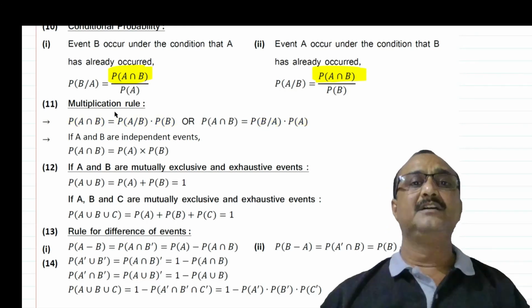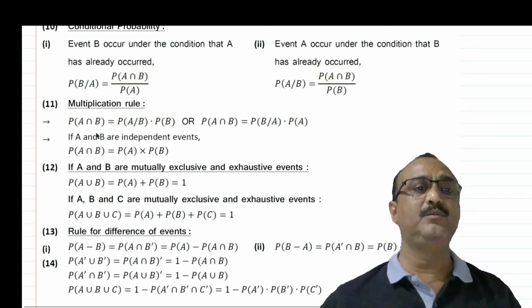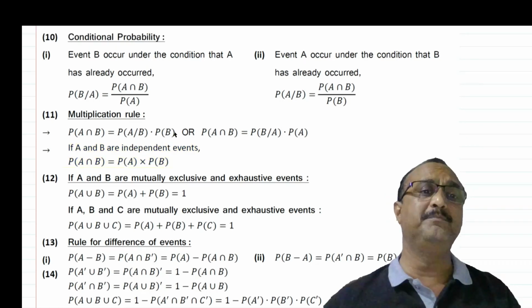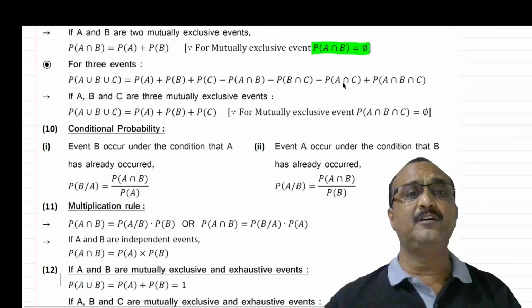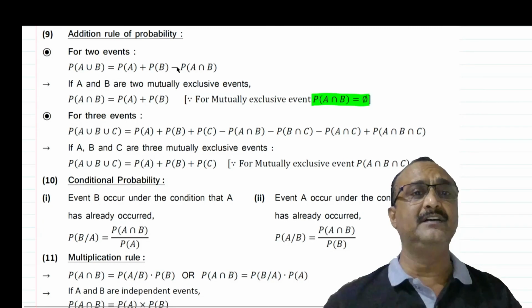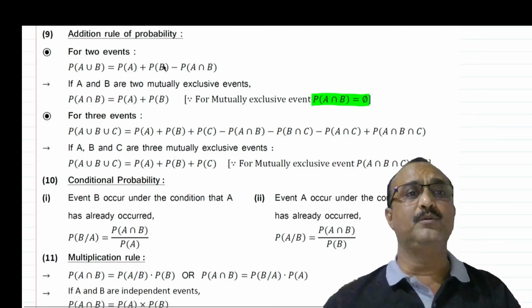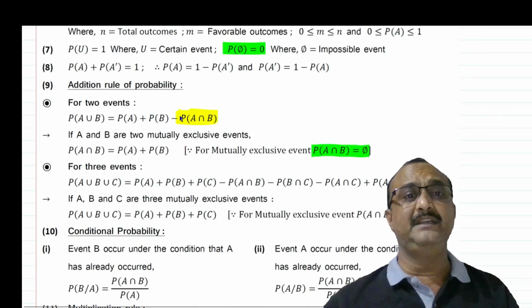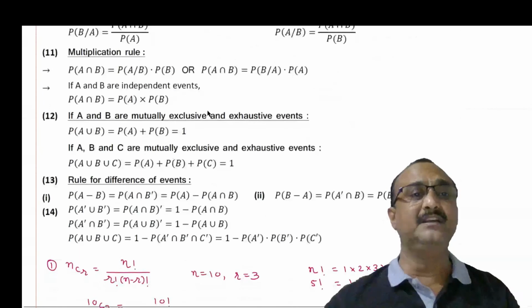Okay, these two rules are the product rule. But if A and B are two independent events, then P of A intersection B equals P of A into P of B. This rule can also be used here in the addition rule of probability if A and B are two independent events. So here also we can take A intersection B equal to P of A into P of B. Okay.